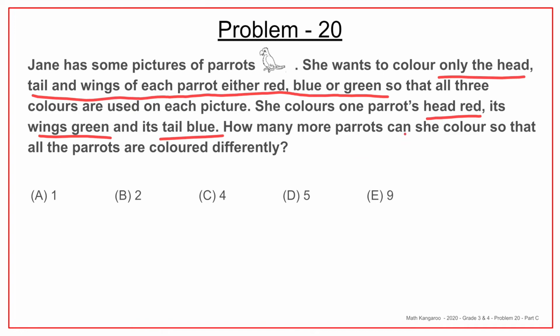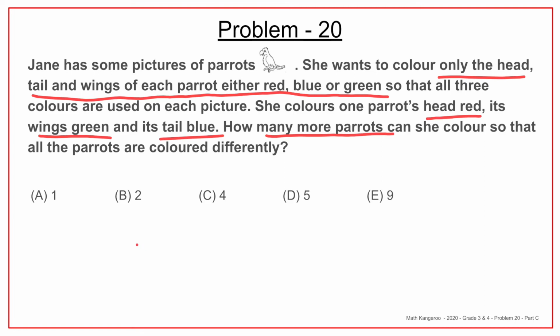Jane has already colored a parrot. And then we have to find out how many more parrots she can color. So we will do it with two methods. One method is about permutations. And if your school has not taught permutations, then you can follow method 2.